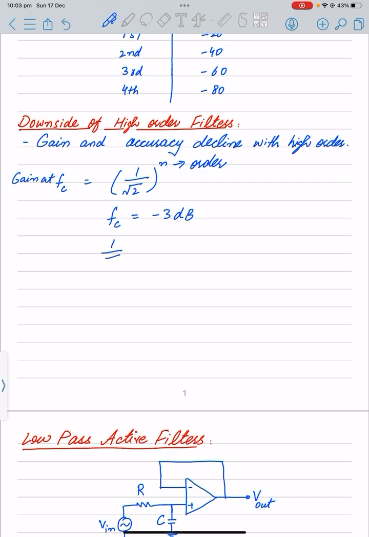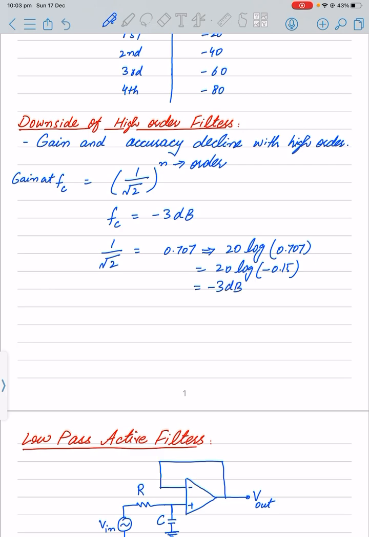So basically 1 divided by square root 2 comes equal to 0.707, and when you want to convert it into the dB scale, the formula is 20 log of this gain value 0.707. The log of 0.707 comes around negative 0.15, and when that is multiplied by 20, we get negative 3 dB. So that's where the corner frequency comes from.